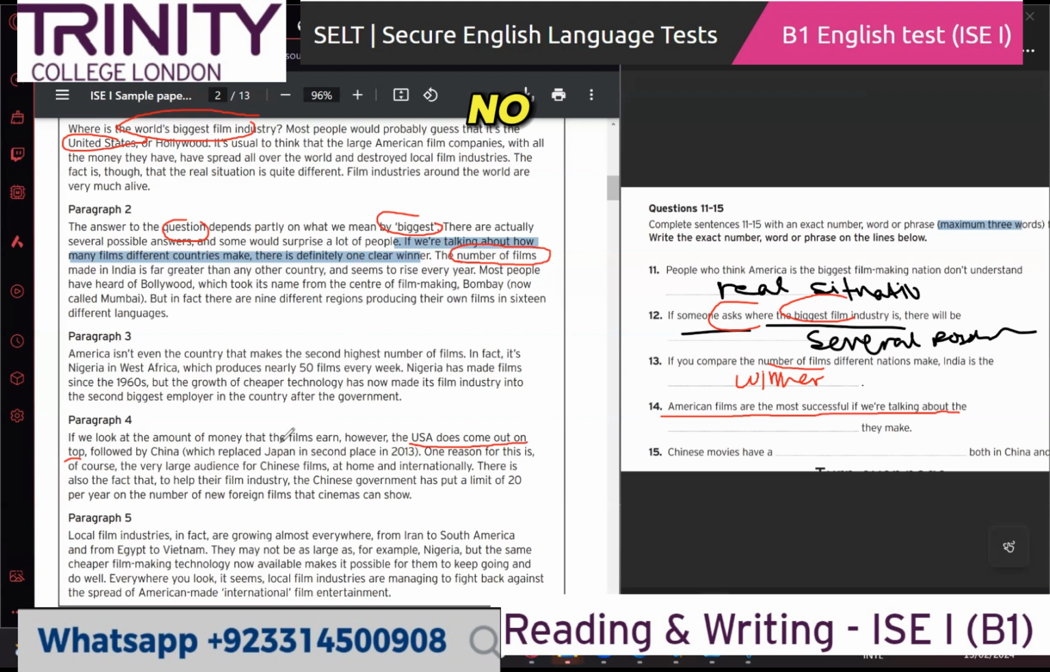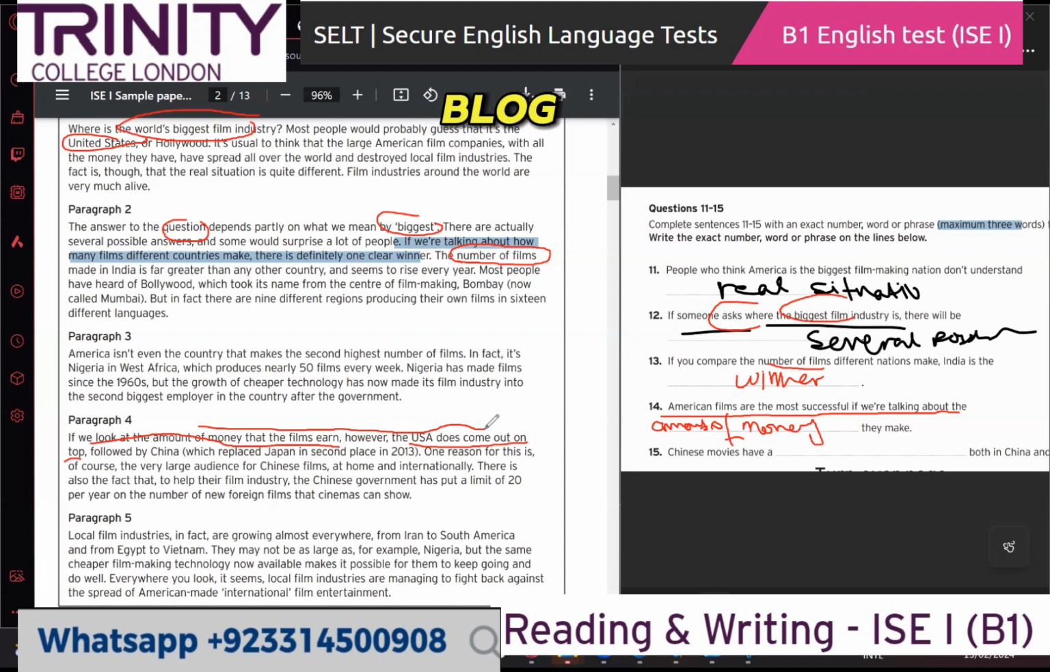China. No. If we look at the amount of money that the films earn, then America is on top. So about the money they make, you can also write the word amount of money they make. This is comprehension, right? In what sense is America on top? America is on top if you look at the amount of money that the films earn. You understand? Amount of money they make.